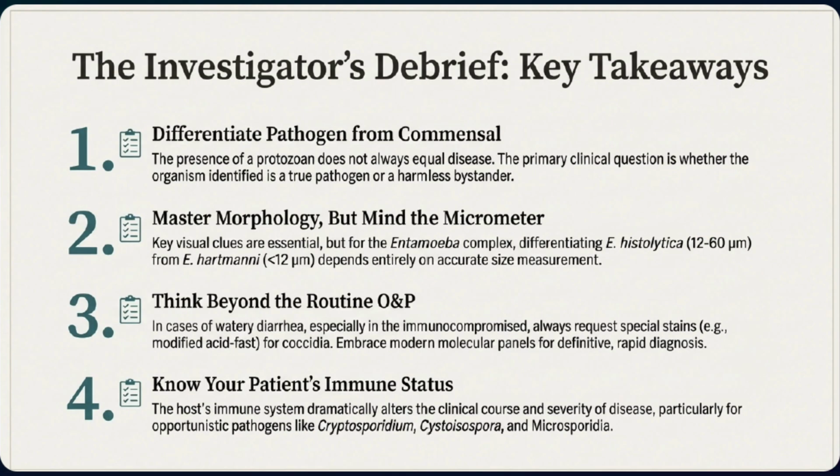So look at the key takeaways. Differentiate pathogens and master morphology. It's quite tricky to distinguish them, and especially the pathogenic ones versus the commensal ones. That can be quite difficult. And think beyond the routine fecal float. You may have to use some specific stains or immunoassays for finding the parasites. Nowadays, a lot of this is done by multiplex PCR assays. And then again, know your patient's immune status. Also find out if they've traveled or if they've been outdoors to really finalize the diagnosis.